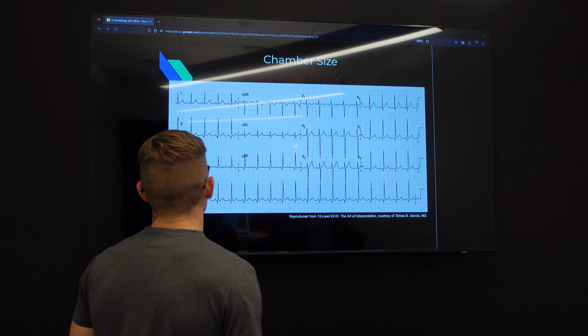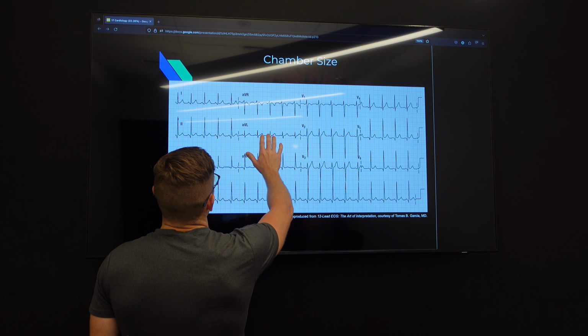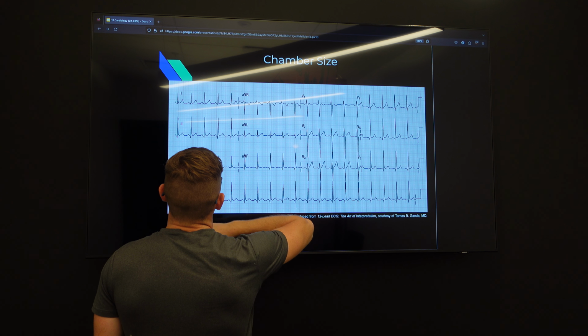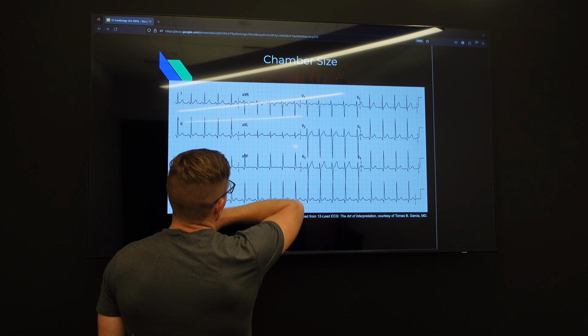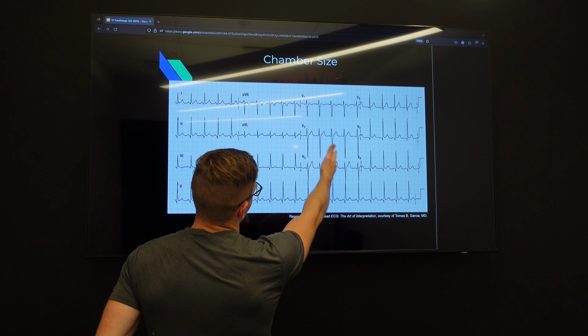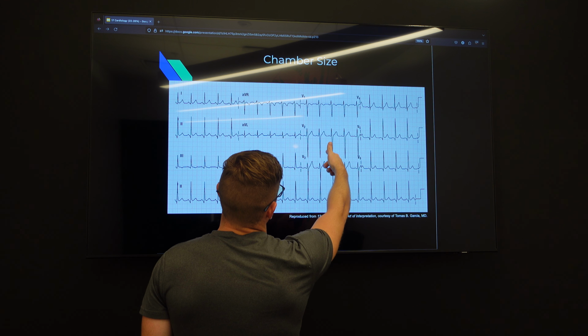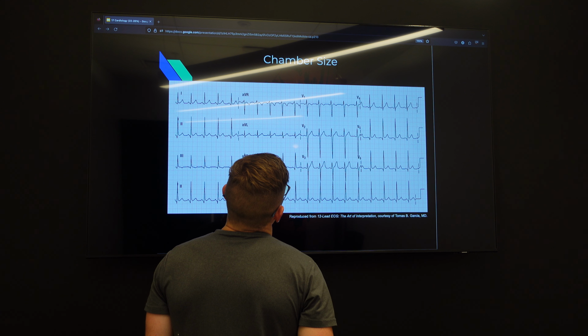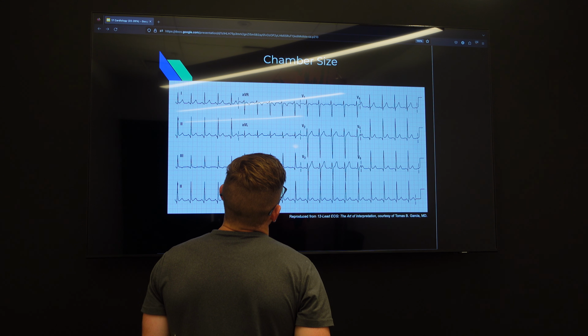So let's look at the R wave in AVL. 11. We're not there either. So we have another terrible example, unless I'm just reading this wrong. We're not looking at this. That's very pronounced. 35 millimeters.